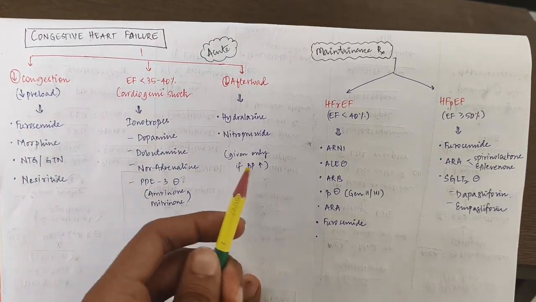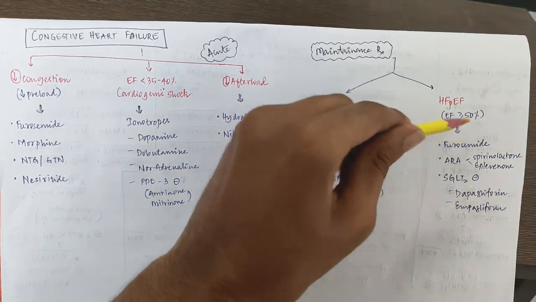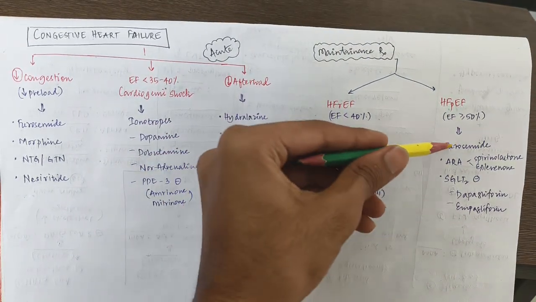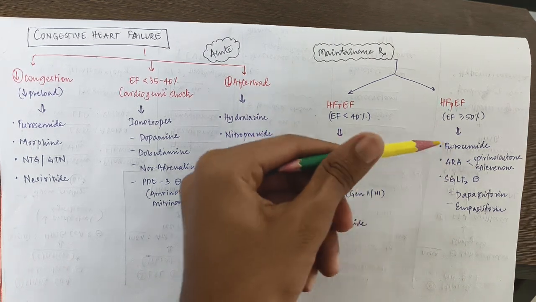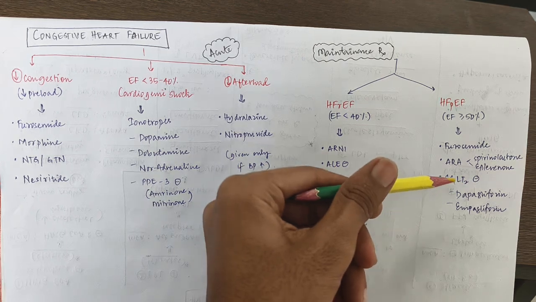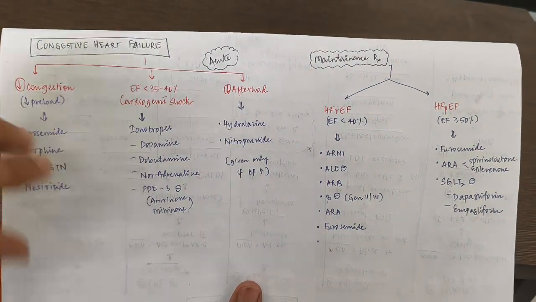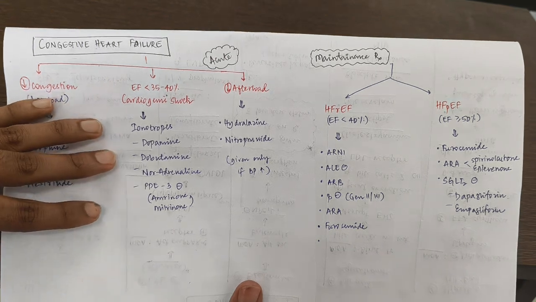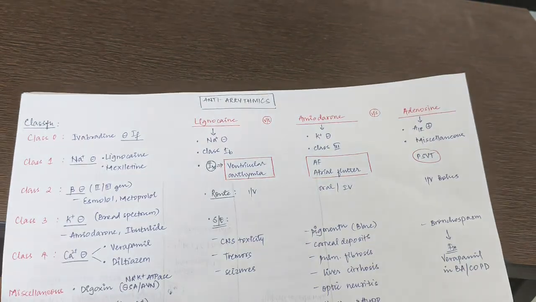Next is preserved ejection fraction with ejection fraction more than or equal to 50%. What are the drugs used here? Furosemide and again aldosterone receptor antagonists like spironolactone, eplerenone, and SGLT2 inhibitors are used initially here, that is dapagliflozin and empagliflozin. These are the drugs which are used in case of heart failure. Next we are going to discuss the drugs used in case of arrhythmia. They are called anti-arrhythmic drugs or anti-arrhythmics.